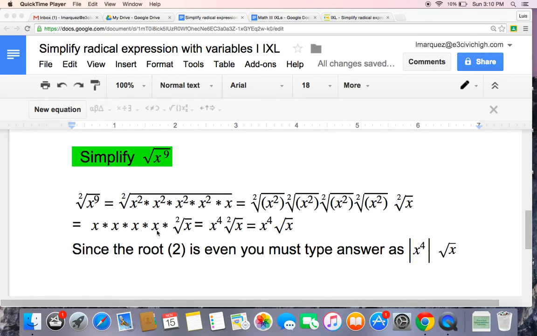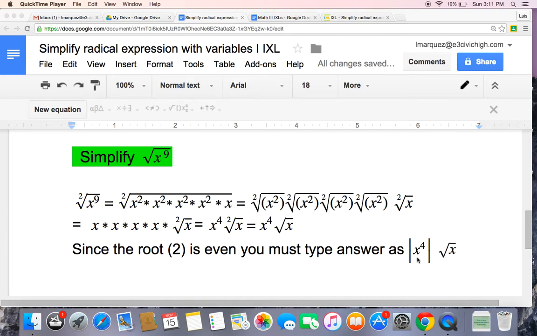To get my final answer, I'm going to get x to the fourth by multiplying x by itself 4 times. And then I'm just going to carry over the square root of x, which I can simplify as simply the square root of x without my index number. Now again, since my root or index is 2, that is even, I need to type my answer as the absolute value of x to the fourth, and then I do not need to worry about writing an absolute value sign around the square root of x because I wasn't able to get rid of the square root sign.